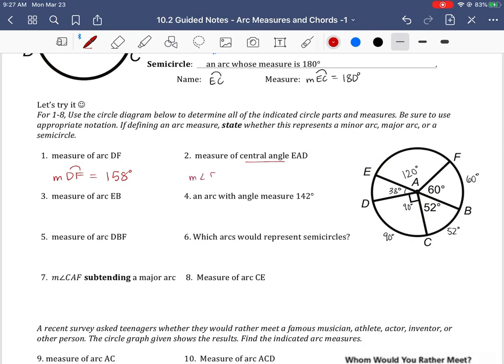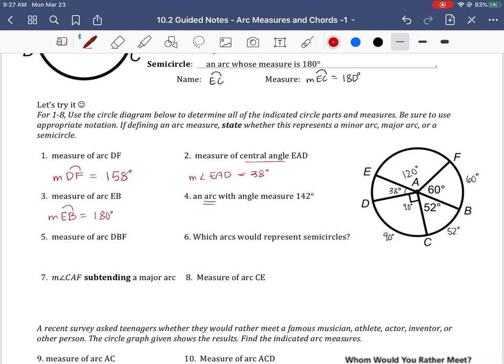Moving over to number 2, this is an angle, so this asks us to find the measure of the central angle EAD. So again, just move along the letters as they're listed. If I'm going from E to A to D, notice that that created this central angle right here of 38 degrees. So I know that that is equal to 38 degrees. Number 3, the measure, again, of arc, this time EB. So again, I'm going to start at E and go the shortest distance until I arrive at B. Notice that one's the semicircle, so that one is 180 degrees.